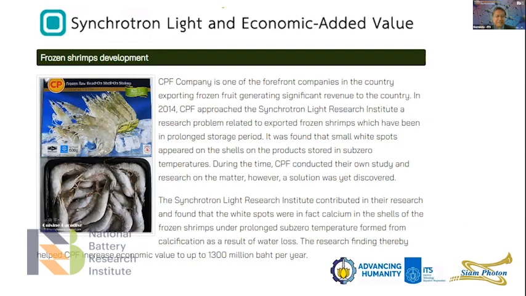the frozen shrimp, in order to check if there is a white spot in the shrimp because of the calcification as a result of water loss. Because it is frozen, water will be lost, and this leads to the calcification of the shrimp.